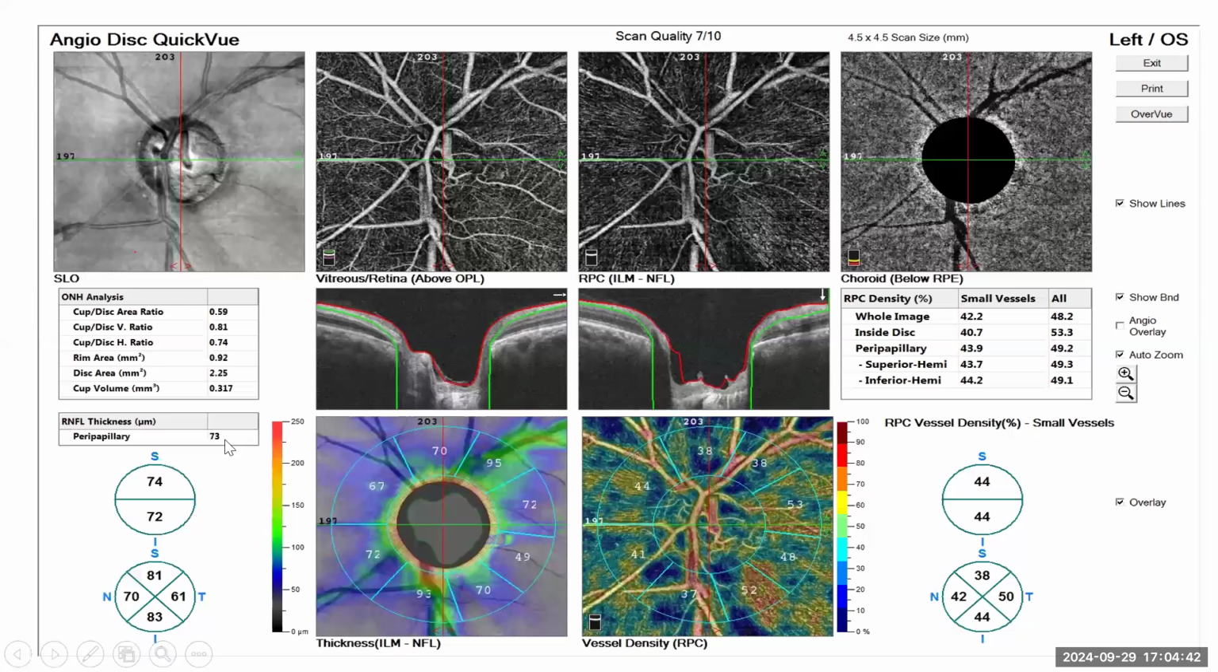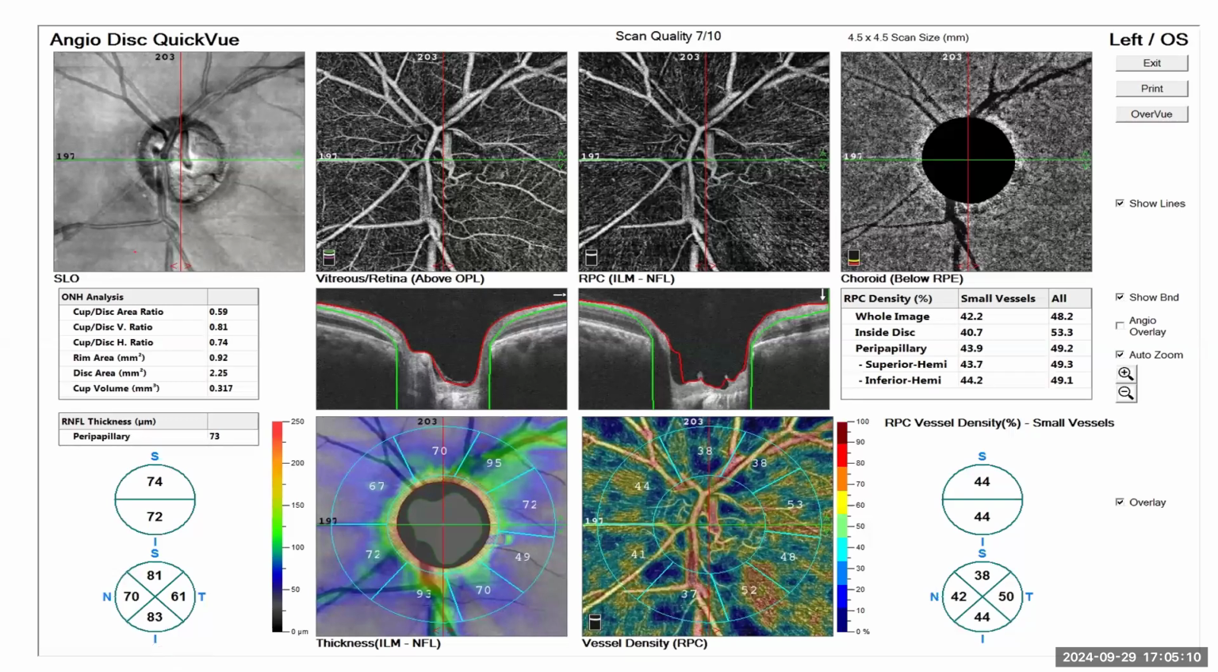Usually, the nerve fiber layer thickness should be 100 and above, depending on your own machine. On this machine, 100 and above. Okay, yes. So the bluish areas are the areas of non-perfusion, the non-perfused areas at the time of the image capture. I'll show you the next, and then I'll show you the colored OCT scan, just so that you make your own deductions.